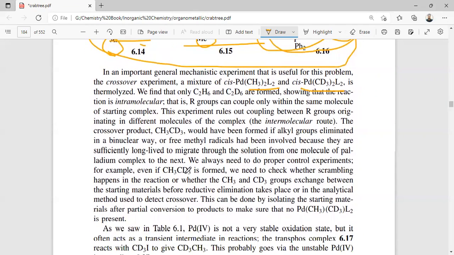We always need to do proper controls. For example, if CH3CD3 is formed, we need to check whether scrambling happens in the reaction, whether CH3 and CD3 groups exchange between the starting material before reductive elimination takes place, or whether the analytical method may be causing the crossover. This can be done by isolating the starting material, starting with commercial products, and making sure that no CH3CD3 is present.